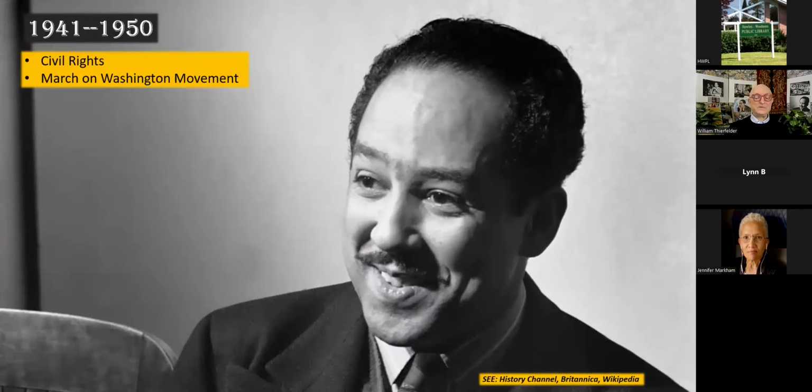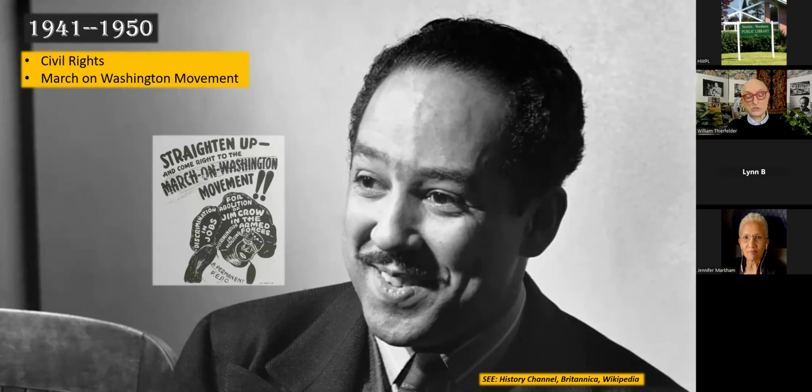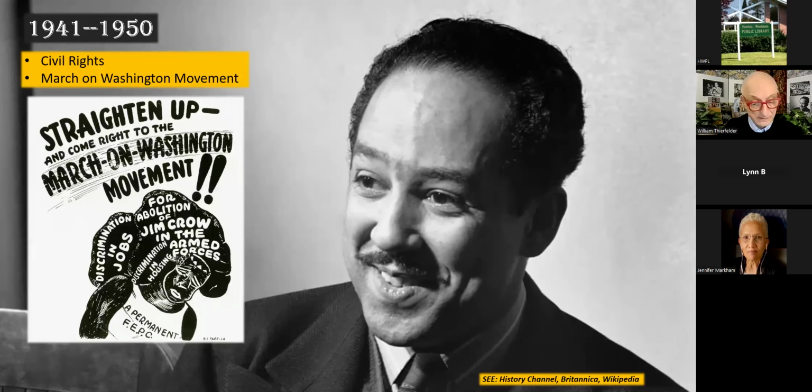Now, the 1940s continued Langston's vocal appeal for civil rights for all. He became involved in the March on Washington movement, which was an important force in African American politics in the early 1940s. It was formed to protest segregation in the armed forces. A. Philip Randolph, the president of the Brotherhood of Sleeping Car Porters, proposed the idea of a national black-led march on the Capitol in Washington, D.C. in July of 1941 to highlight that issue.